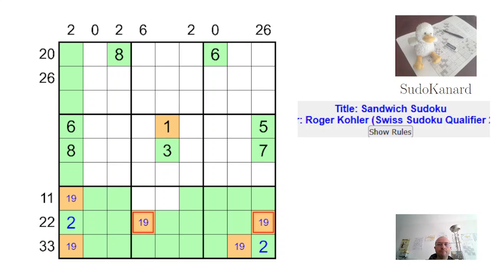Inside this column, the sum is 26, which means that the outliers sum to 9. 2 plus 7 is not possible. So the only option will be with 2, 3, and 4. So 3 and 4 are the outliers here. And we have 6 and 8 in there.